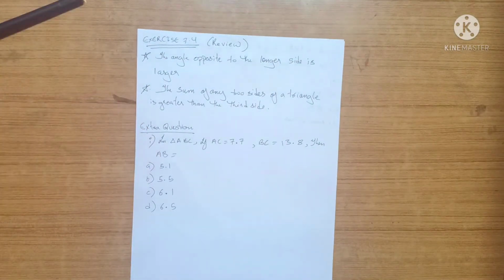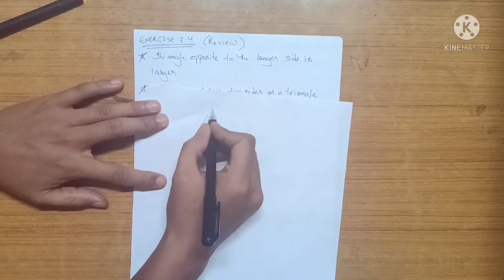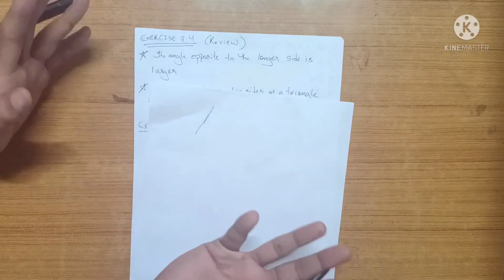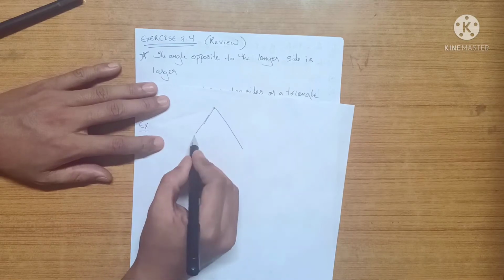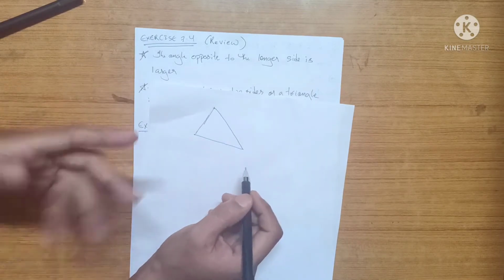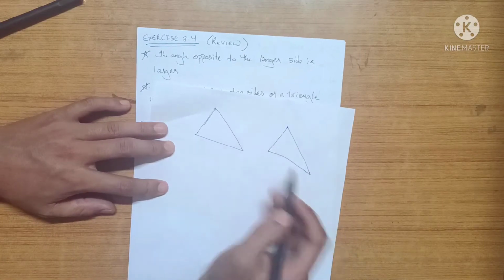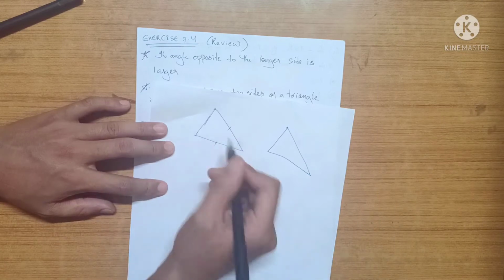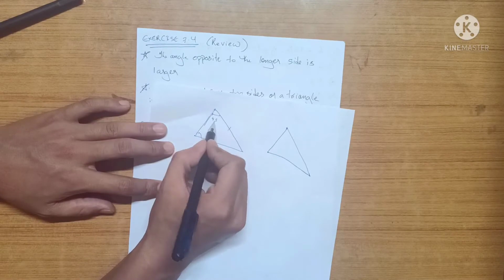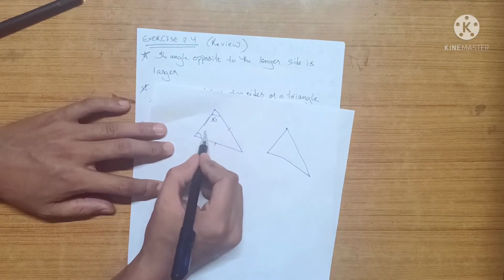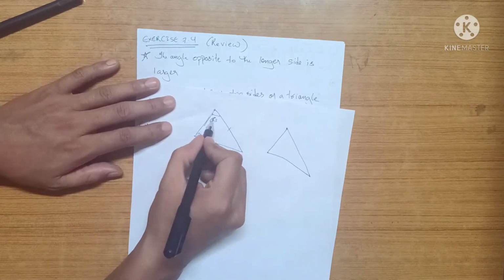The angle opposite to the longer side is larger. So it means that it doesn't matter if it's an isosceles triangle. You cannot do it in an equilateral triangle, because if everything is equal, then everything will be equal only. But if it's an isosceles triangle or a scalene triangle, it doesn't matter. Suppose these two sides are equal, and then these two angles are equal. Suppose this is 45, 55, this is 55 degrees. So let's say 65.